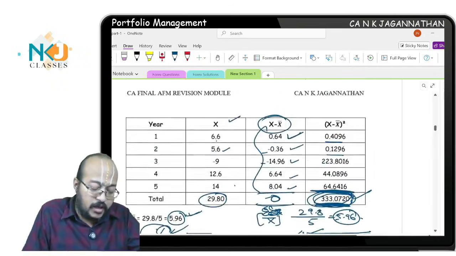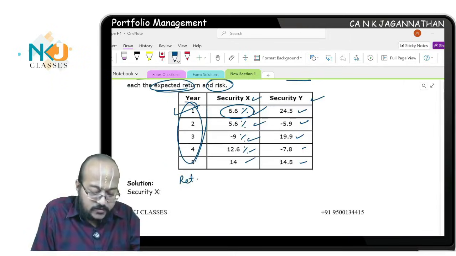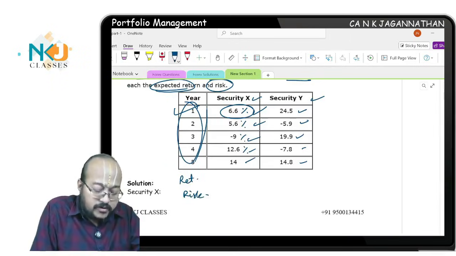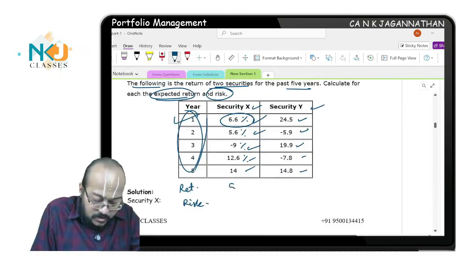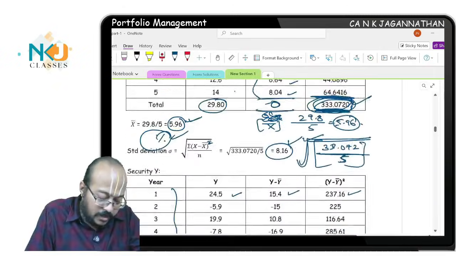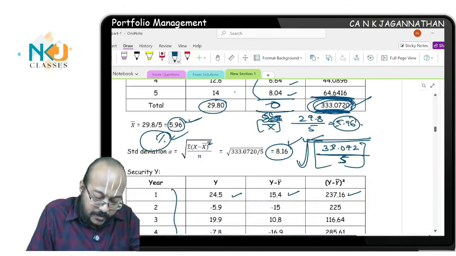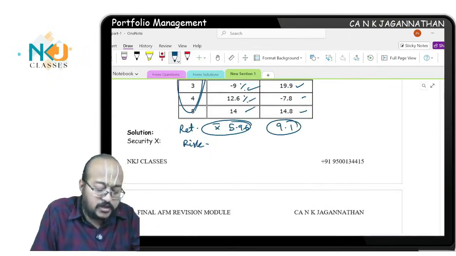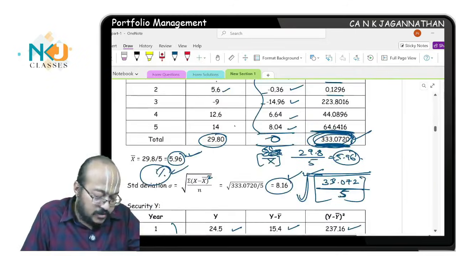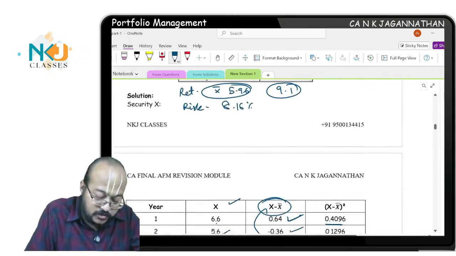To put it simply, for the securities I can write return and risk. For security X, what is the mean return? You tell me, children. 5.96. 5.96 is the X bar for security X. For security Y, what is the mean return, the expected return? 9.1. Are you all understanding? 9.1. And the risk for this security, you tell me, what is the risk of security X? It is 8.16%. Here also, what is the risk?